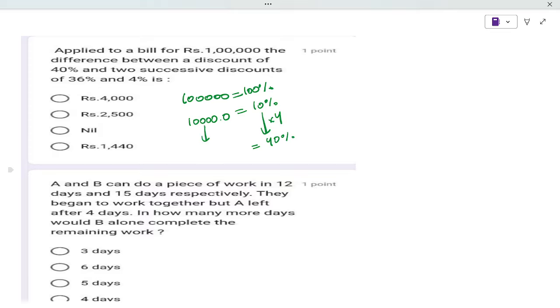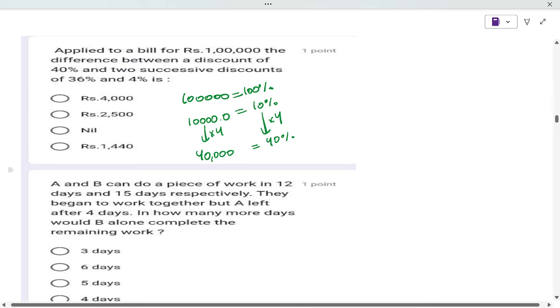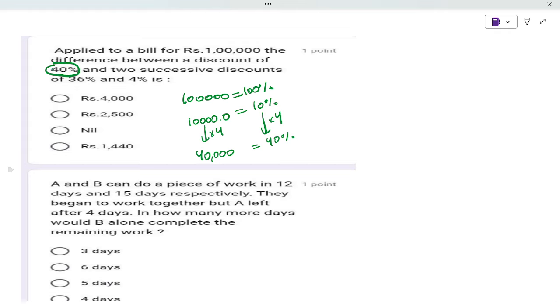Why multiply by 4? Because on the left hand side and right hand side, whatever you multiply, divide, add or subtract, you do the same on both sides. So this becomes 40,000. So the 40% discount is 40,000 rupees.